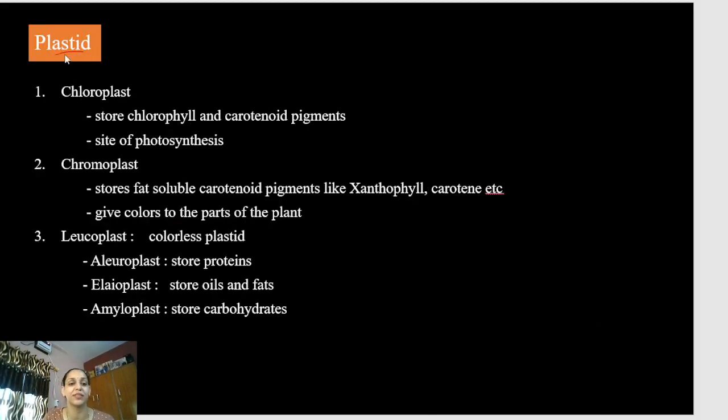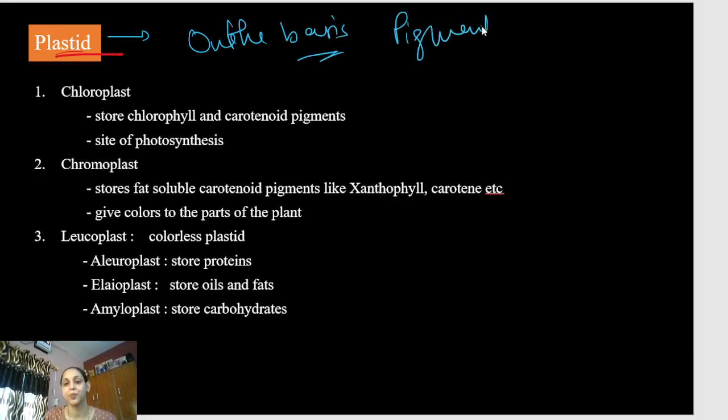Come to the plastid. हमने तो क्लोरोप्लास्ट पढ़ा था, ये प्लास्टिड कहाँ से आ गया? On the basis of pigments, plastid is classified into three parts. First is chloroplast. We know that it stores chlorophyll, carotenoid pigments, site of the photosynthesis.